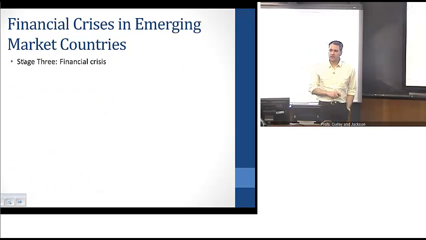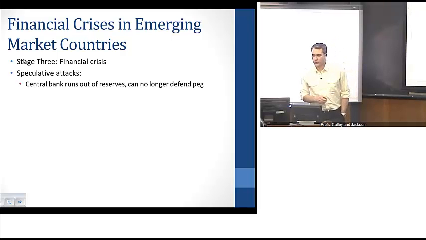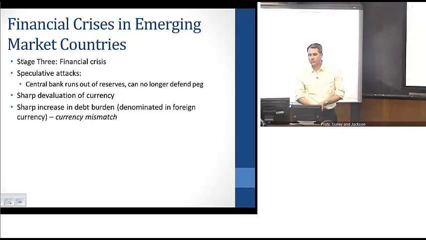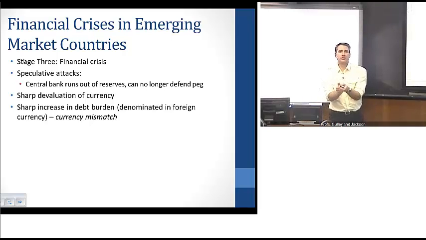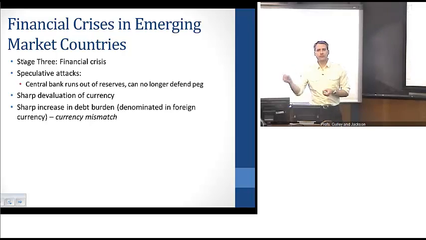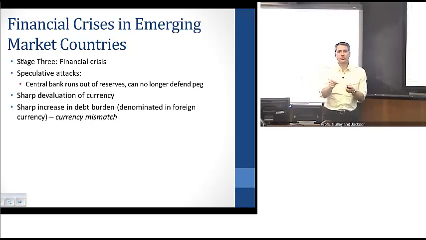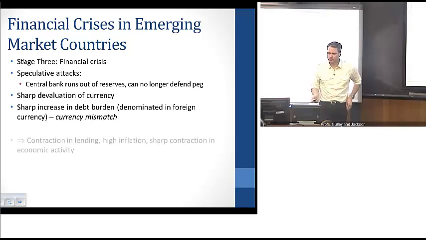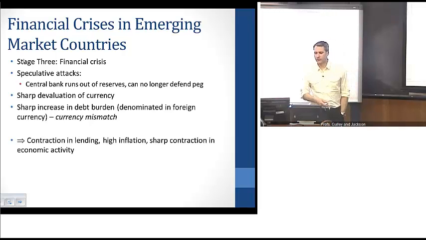And then the third stage is a full-blown financial crisis, and then again, this is, as I talked about before, often triggered by the speculative attack. So the idea here is that if the central bank can't defend its peg, you're going to get a sharp devaluation. And because of what's referred to as currency mismatch, the fact that debt in emerging market and developing countries is often denominated in foreign currency terms, when you have this sharp devaluation, the debt burden domestically rises sharply because of that currency mismatch. And so that results in this balance of payments problem.